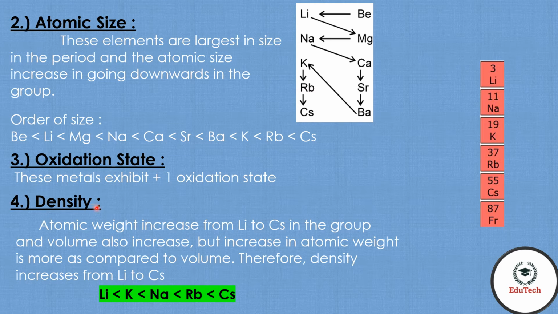Its density. Atomic weight increases from lithium to cesium in the group and volume also increases. But the increase in atomic weight is more as compared to volume. Therefore, density increases from lithium to cesium. See the order. The density of lithium is less than potassium, less than sodium, less than rubidium, and less than cesium. Here the highest density is cesium.